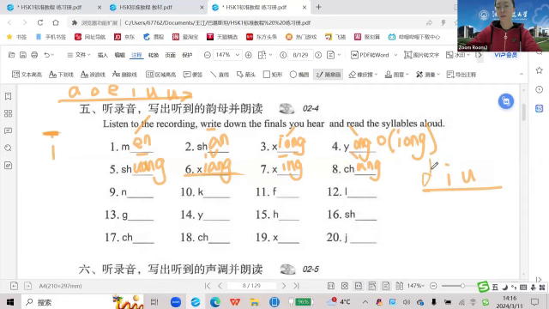For example, diu, where should we mark the tone? Above the alphabet I or U? You can turn on your microphone and speak aloud. Where should we mark the tone? I've told you there is only one exception. Yes, we should mark the tone above the alphabet U, because that is the only exception, you know? Okay, let's go on.